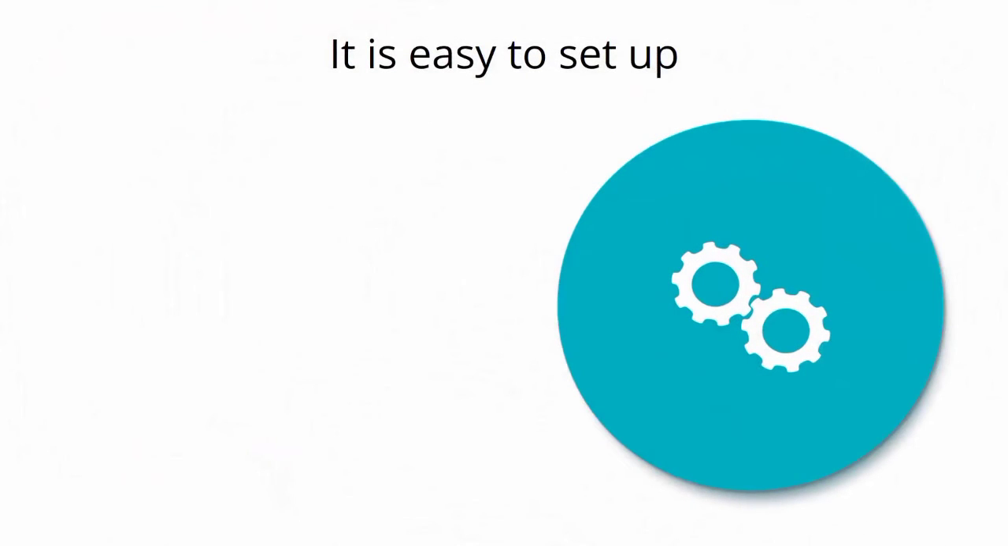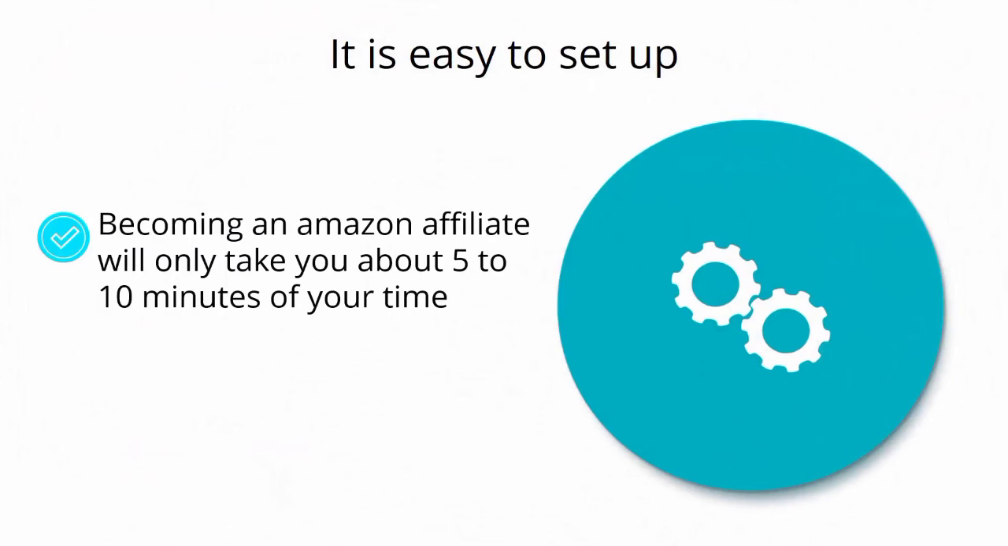It is easy to set up. Becoming an Amazon affiliate will take you only about 5 to 10 minutes of your time. You will simply need to log into your Amazon account, then sign up to the Amazon Associates program, and you're good to go. The days of waiting a week to be accepted into an affiliate network are over. Besides, it's really easy to integrate the affiliate links to your affiliate sites.